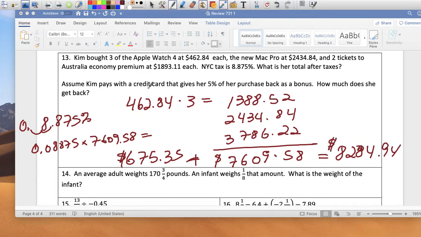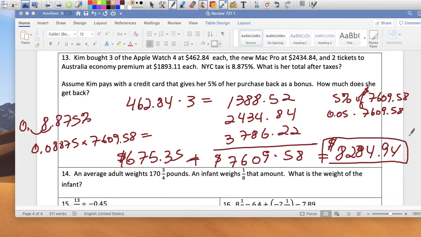Right. Now, a credit card gives her 5% back, so the credit card says, because you're using our credit card, we're going to give you 5% of that purchase back. But I don't think they're going to give you back on the purchase that includes the tax, so it's just going to be 5% of her purchase. So 0.05 times 7609. It's not fair for the credit card to give you back money on this because that includes taxes. The credit card will say, well, taxes is your problem. You're responsible for it. So that has nothing to do with that.